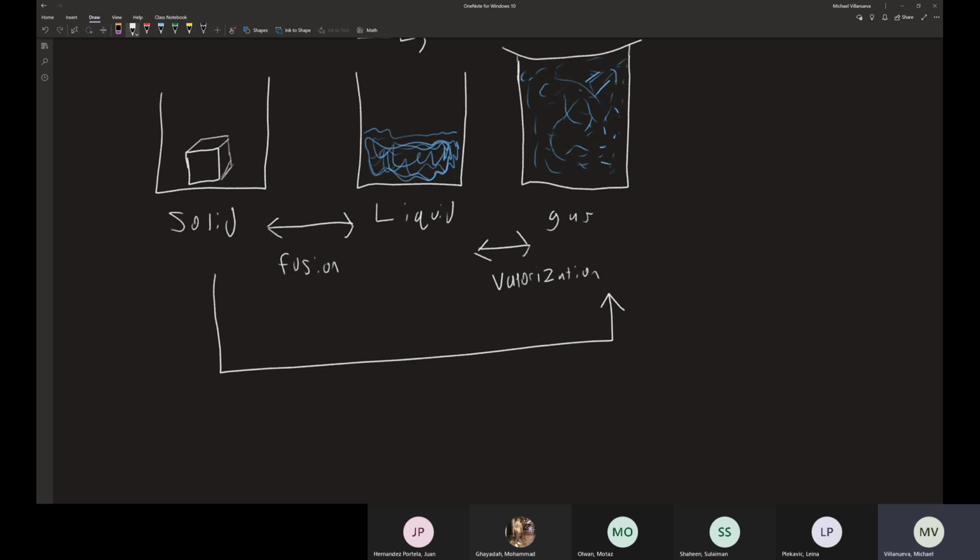Does anyone know what that is called? Yep, sublimation. And an example of sublimation, have any of you ever seen or handled dry ice before? Dry ice is really, really cool, and by cool, I mean that both literally and figuratively. It's incredibly cold, and the idea of what dry ice is is really neat.